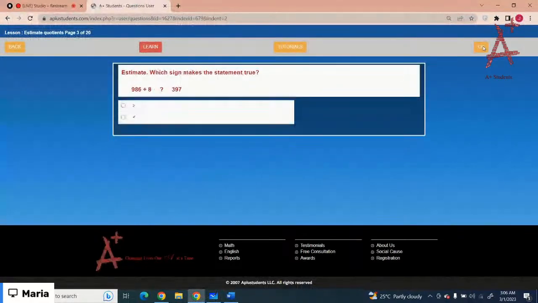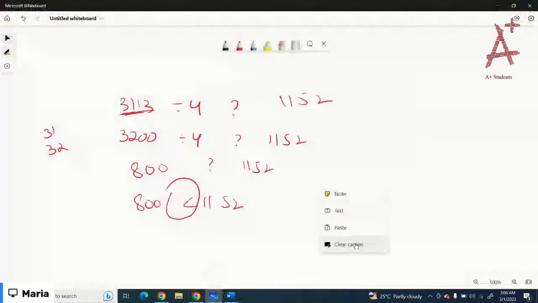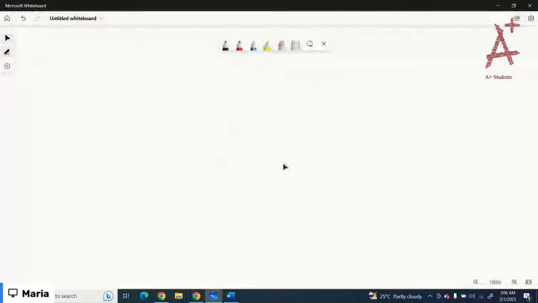The next one is 986 divided by 8, and you have to compare it to 397. Okay, here you have 98.